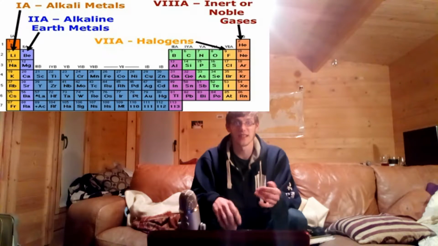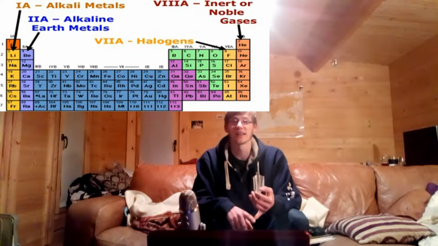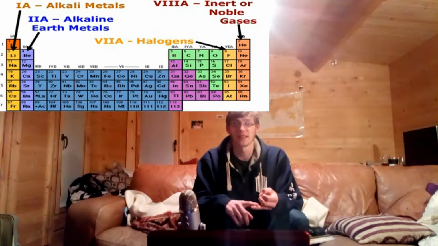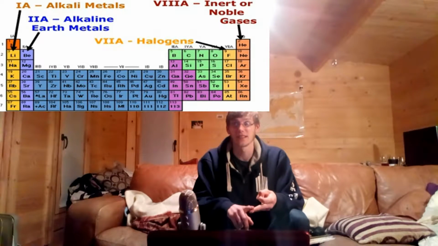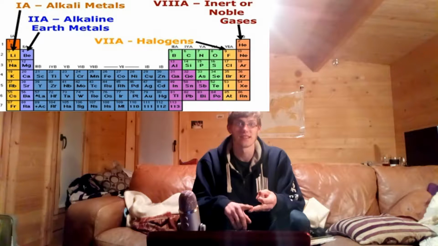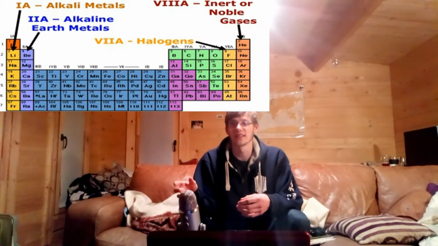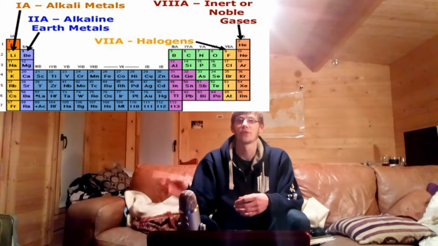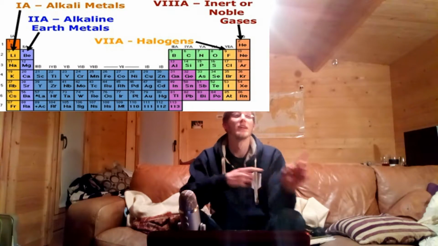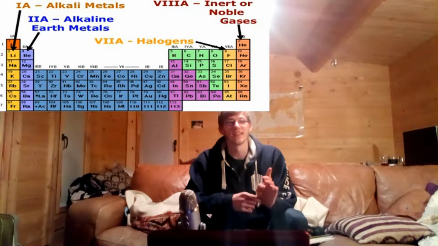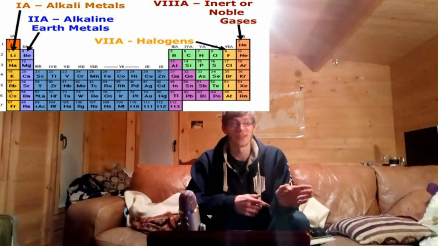So the table has different groups as well, so each column in it has a different name. The ones of interest are: group 1 is the alkali metals, group 2 is the alkaline earth metals, group 7 is the halogens, and group 8 is the noble gases. The block in the middle is called the transition metals. To the right of that is the metalloids, and to the right of them are the non-metals.